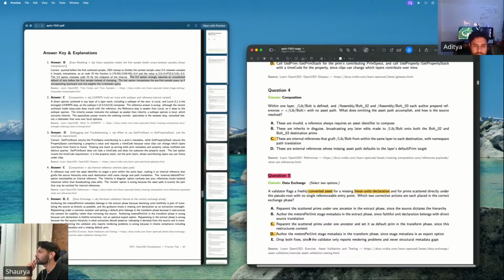A validator flags a freshly converted asset for a missing linear units declaration and for prims scattered directly under the pseudo root with no single referenceable entry point. Which two corrective actions are each placed in the correct exchange phase? Reparent the scattered prims under one. Okay, author the meters per unit. I'm going to put this in this question.